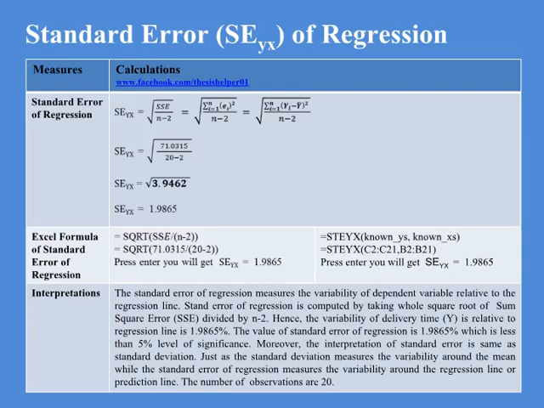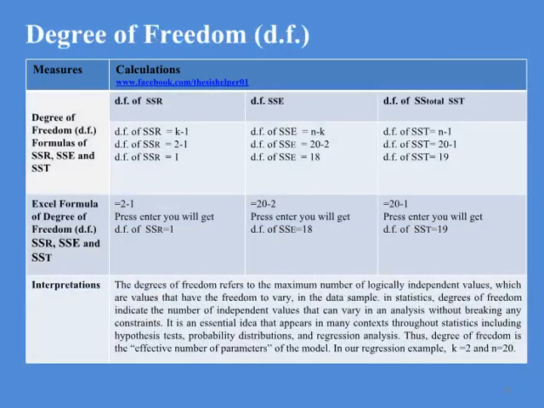The number of observations is 20 in this example. Degree of freedom of SSR is equal to the number of total variables k-1. By putting values we get degree of freedom of SSR equal to 1. Degree of freedom of SSE is equal to sample size n minus number of total variables k, which gives 18. Degree of freedom of SST is equal to sample size n-1, which gives 19. The MS Excel formulas for degrees of freedom regarding SSR, SSE and SST are also given to help get the same answer as computed by MS Excel.